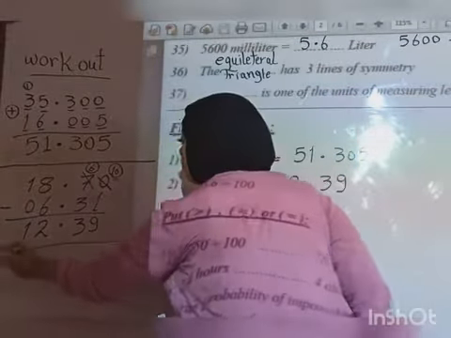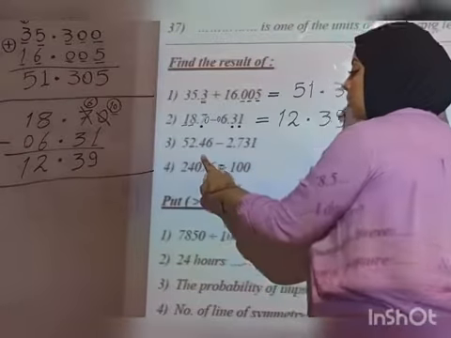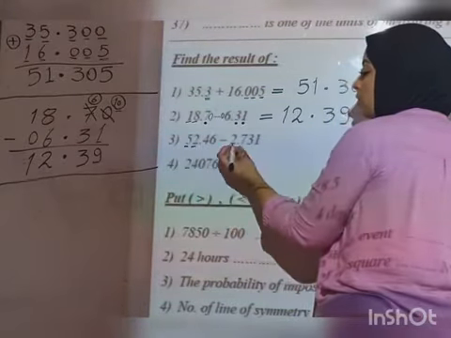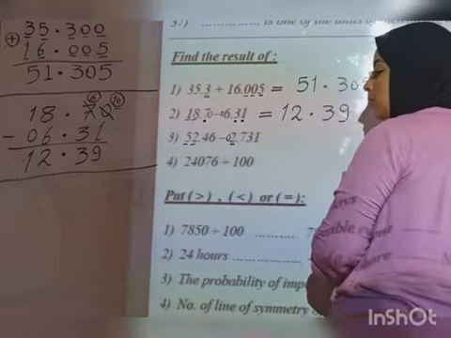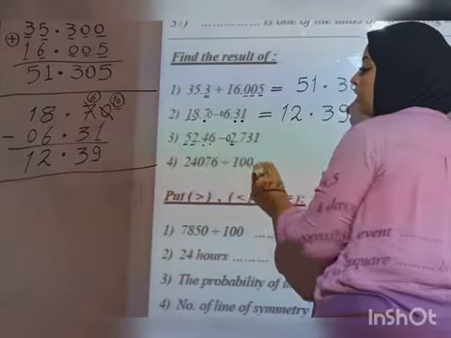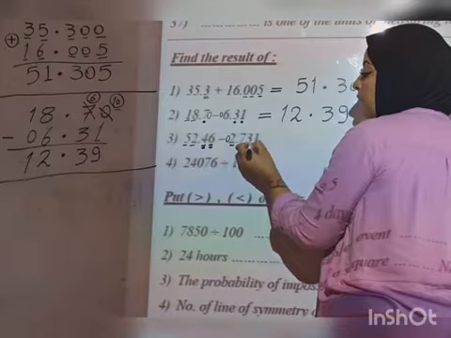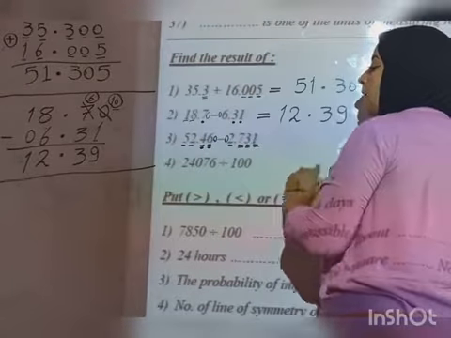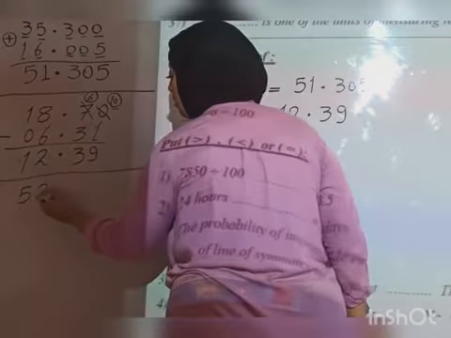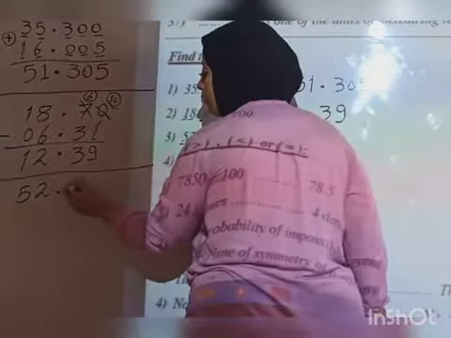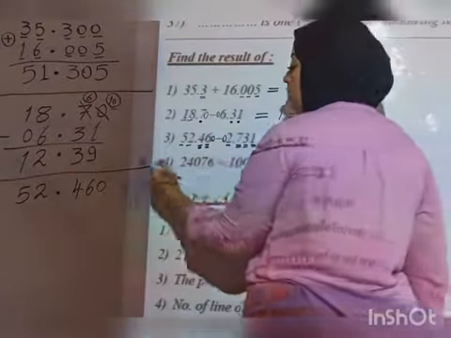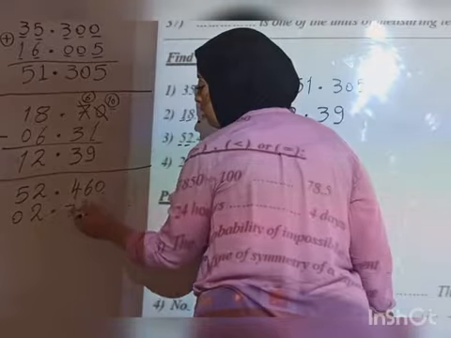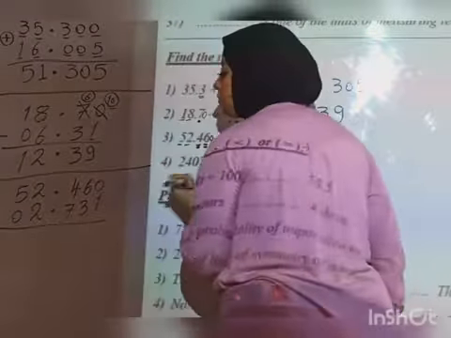Make a line to solve number 3. 52.46 minus 0.751. The sign is minus, so we start the subtraction.